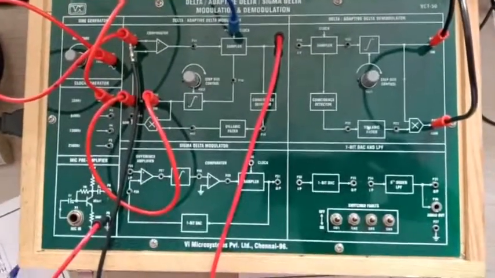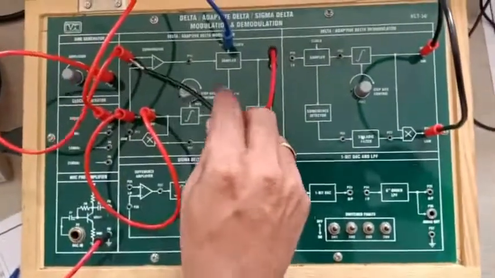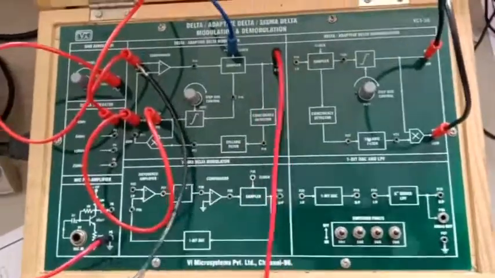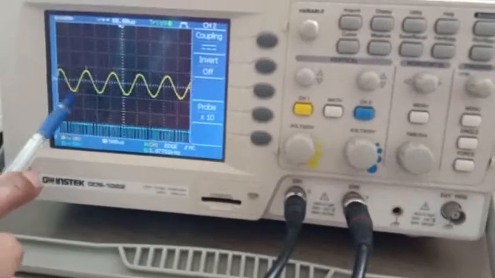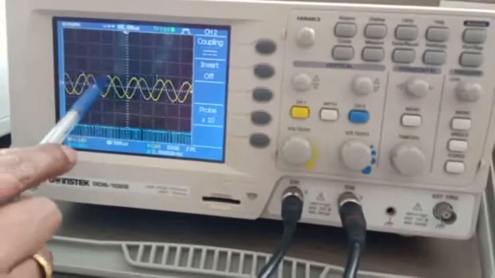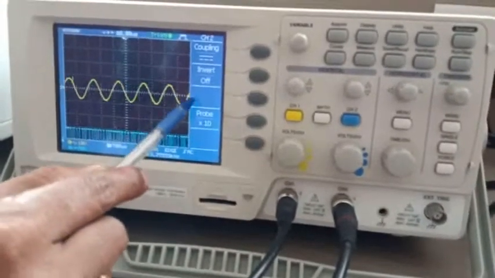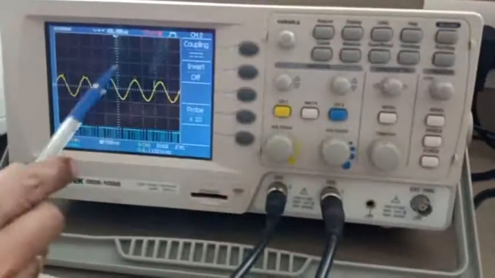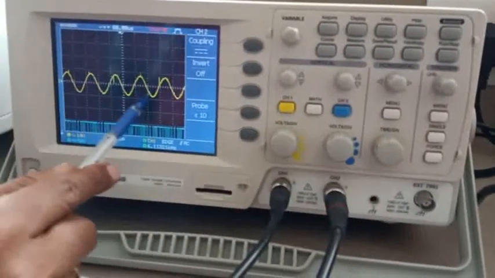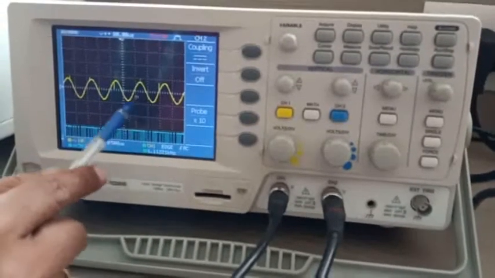Now we are going to measure the input signal. The CRO is connected at the input. This is the input analog signal that we are going to apply at the input of delta modulation. Here we need to note the amplitude as well as the time period.